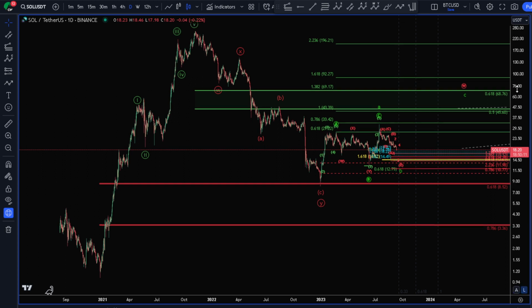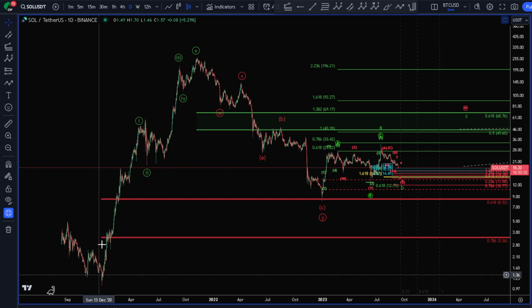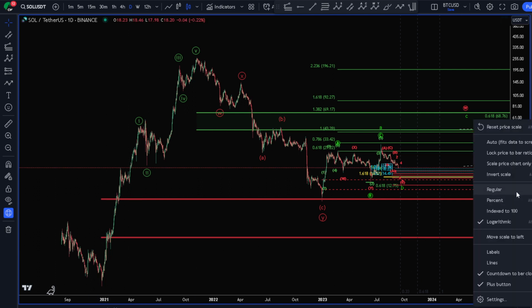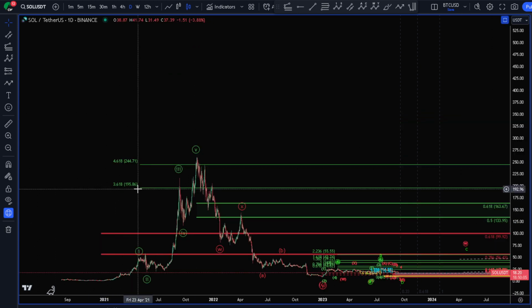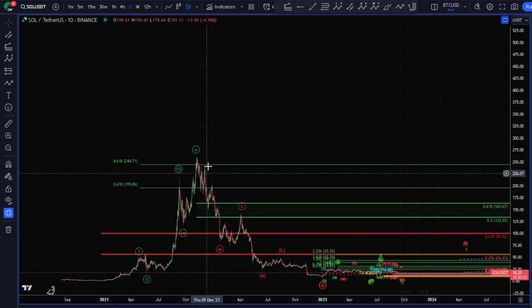Just wanted to give you a quick count on the daily. We had a 5-wave impulse. We hit targets on linear scale. As you can see, for the third, we hit the 3.618 and just past the 4.618 for our fifth.